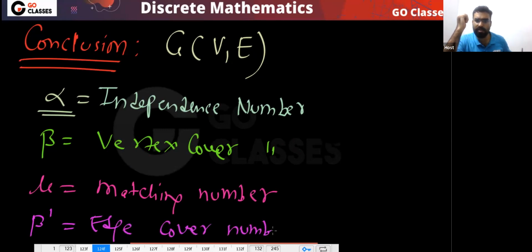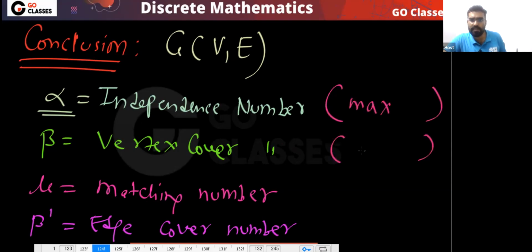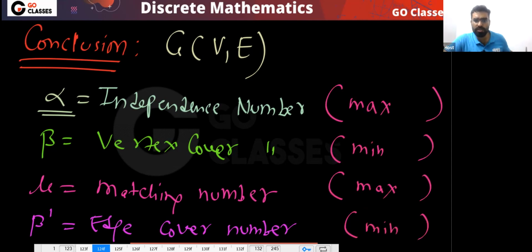This is edge cover number, the size of the minimum edge cover. So here, what do we want? Do we want max or min? Here we want max. Here we want min. Okay, so just give me 2 seconds.